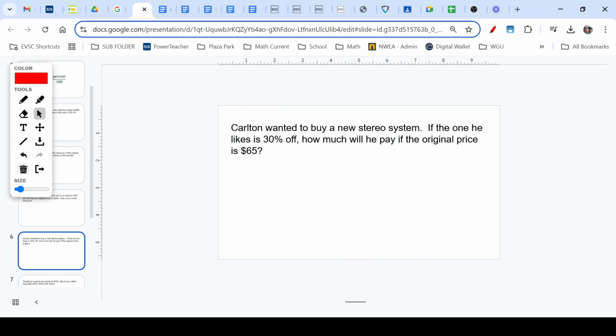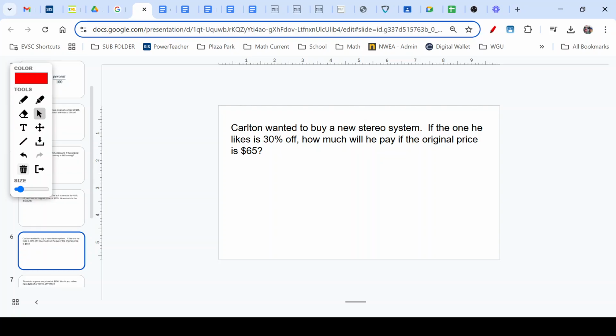This question is asking a little different. Carlton wanted to buy a new stereo system. If the one he likes is 30% off, how much will he pay if the original price is $65? In this case, the answer we're looking for is not the discount, but we still need to find the discount in order to find how much he will pay. Sometimes you'll hear this referred to as sale price. What is the sale price?